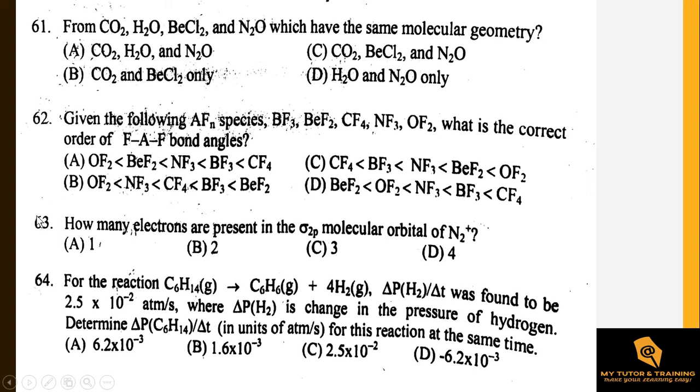Let's come to question number 63. Question number 63. How many electrons are present in the sigma 2p molecular orbital of N2 plus?